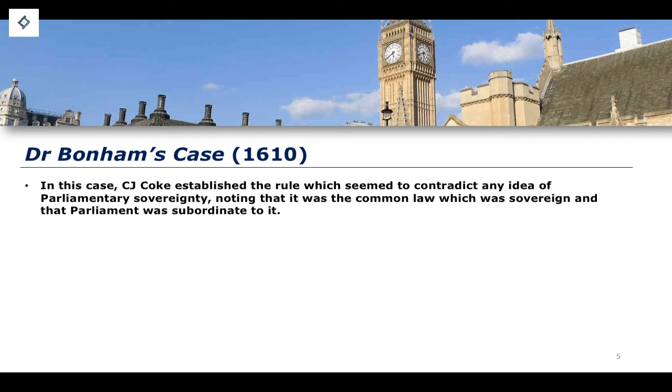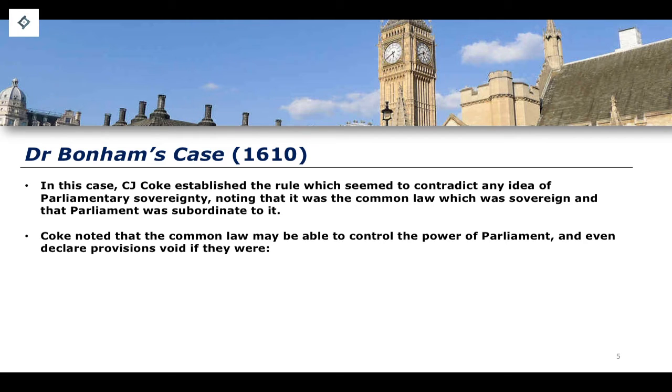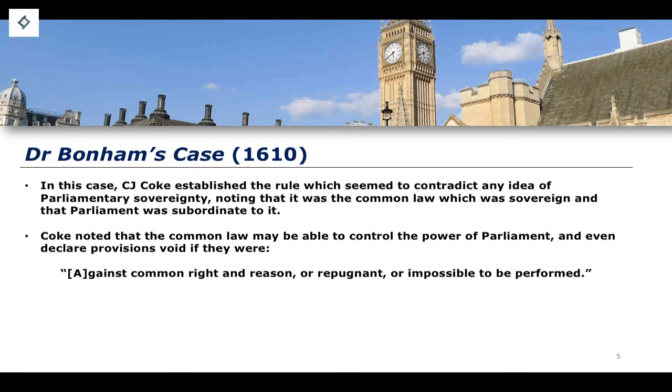Because in this case, what Coke essentially does is suggest that the common law is sovereign, and it is Parliament that is subordinate to the common law. Coke noted that the common law may be able to control the power of Parliament, and even declare provisions void if they were against common right and reason, or repugnant or impossible to be performed.